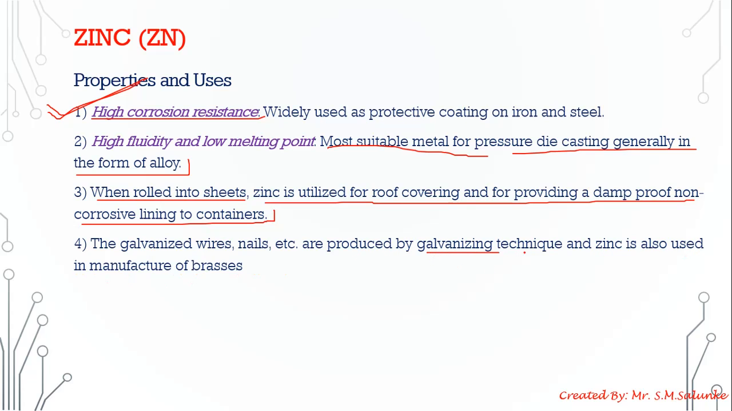Galvanizing is nothing but providing a zinc coating to various metals in order to increase their corrosion resistance, and zinc is also used in the manufacturing of brasses. We will be looking into brass, bronze, etc. in detail in our coming lecture.